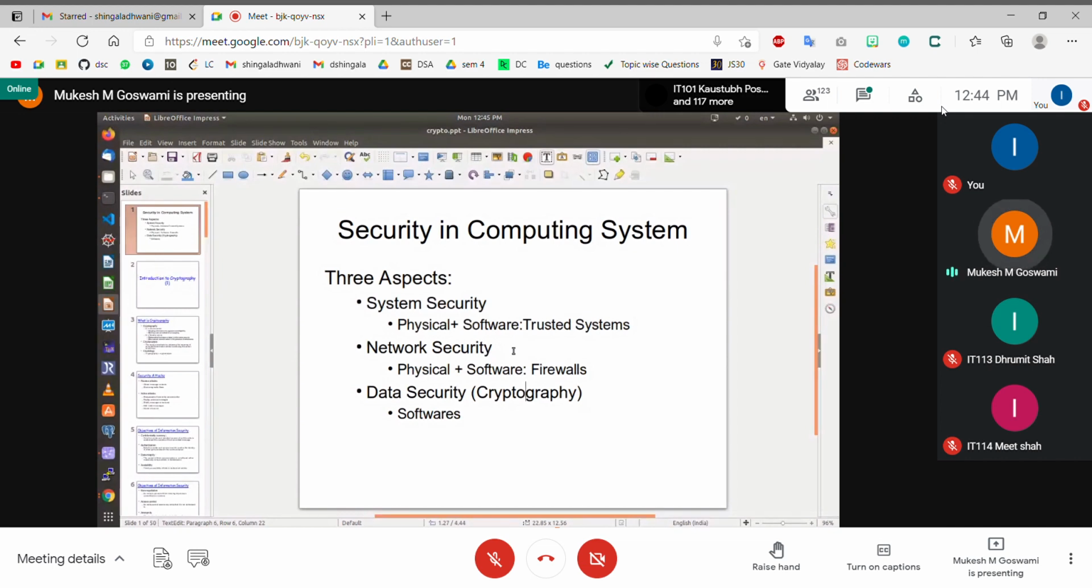The second aspect of the security is network security. What do you mean by network security? Like one computer in my cabin is connected with the other computer in HOD sir's cabin. We both are connected with a network, right? So I can send details to him, he can send details to me. And we want to protect this connection also, right?